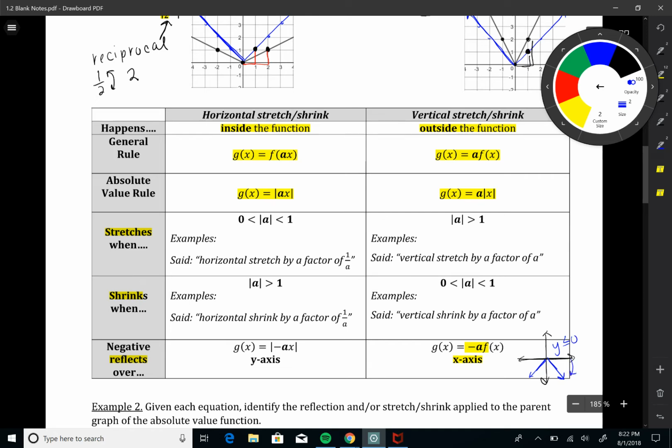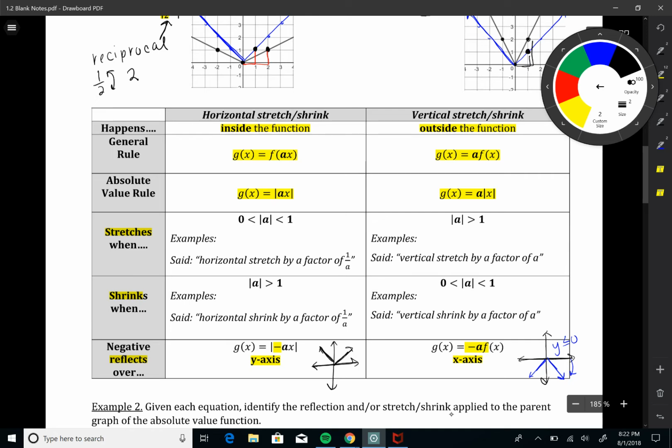Now, if I would put a negative on the inside, it's a reflection over the y-axis. And with an absolute value function, remember it's just a v that's symmetric over the y-axis.